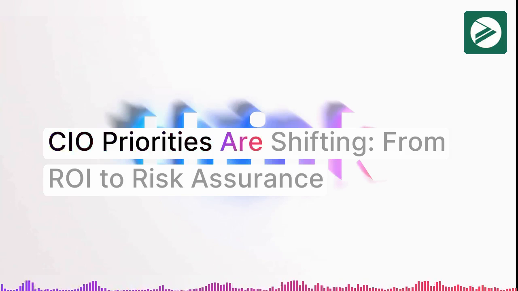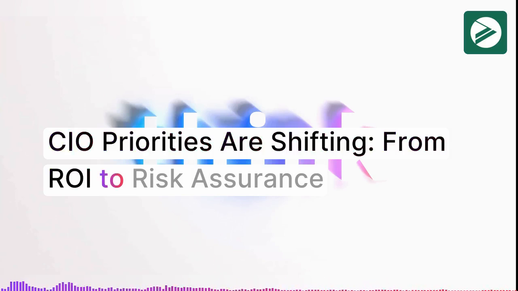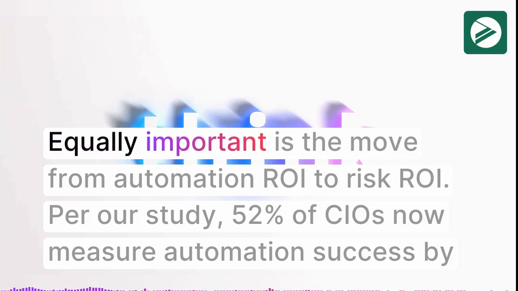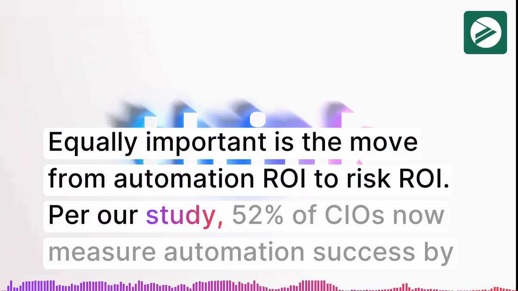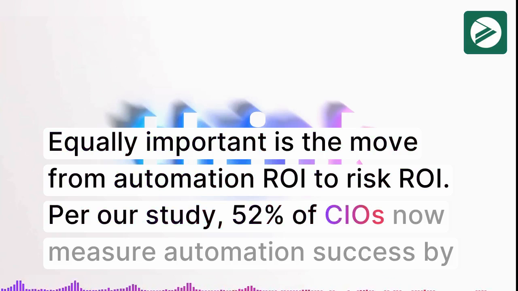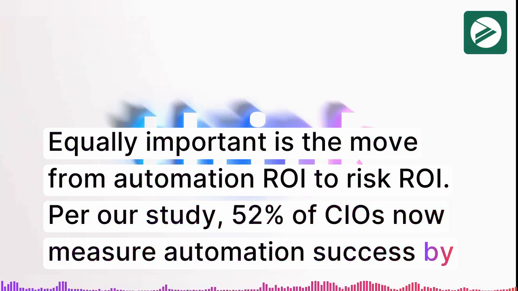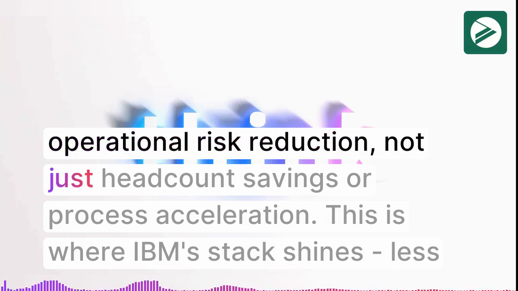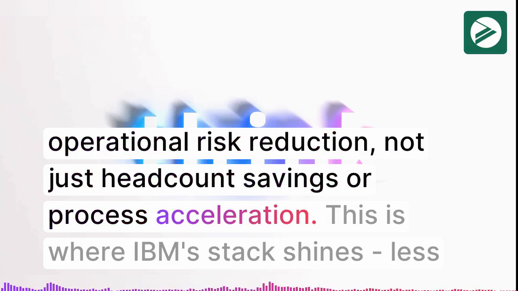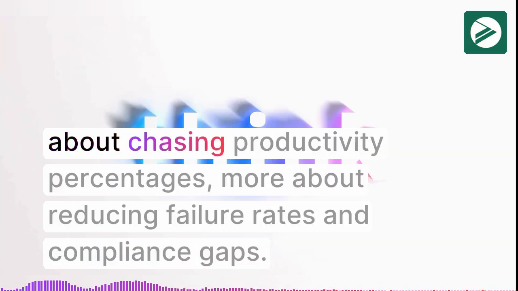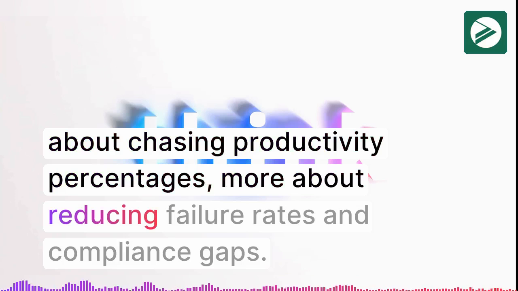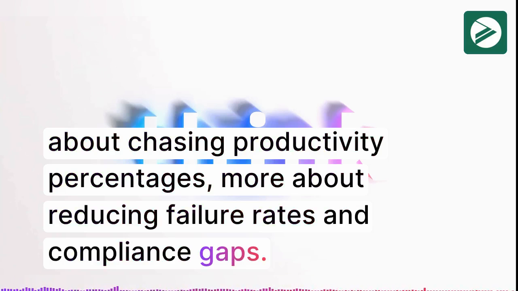CIO priorities are shifting from ROI to risk assurance. Equally important is the move from automation ROI to risk ROI. Per our study, 52% of CIOs now measure automation success by operational risk reduction, not just headcount savings or process acceleration. This is where IBM's stack shines. Less about chasing productivity percentages, more about reducing failure rates and compliance gaps.